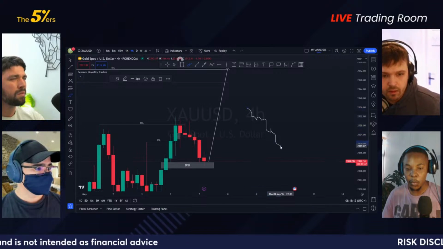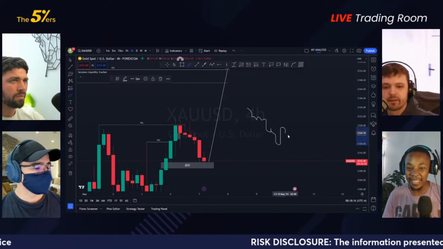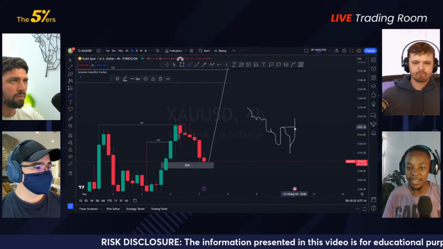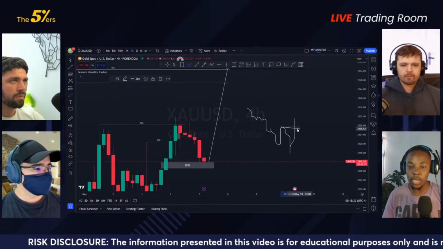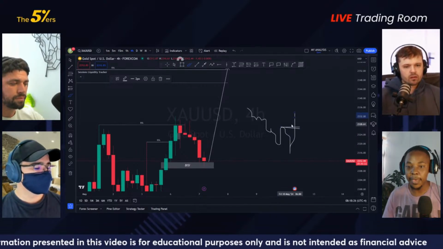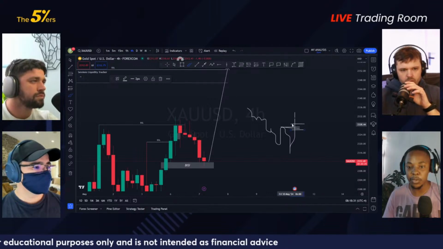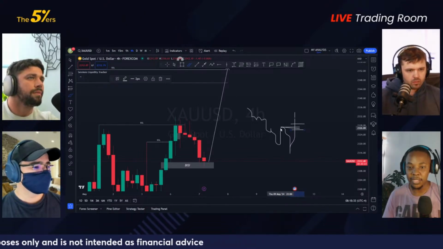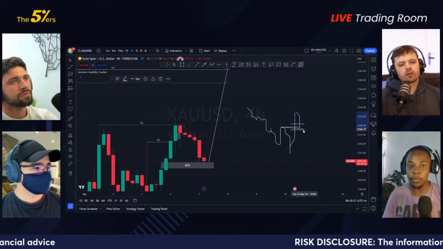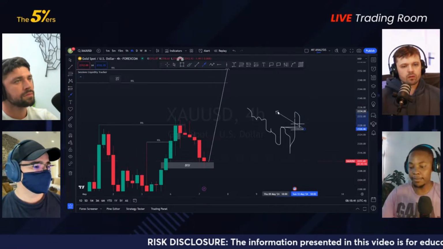What I'm looking for is price to actually make a high, and then eventually maybe go and break that swing high that it made, and then hoping to get an inversion fair value gap in between that market structure shift. And then once price rebalances that, I would be happy to look for a buy entry.